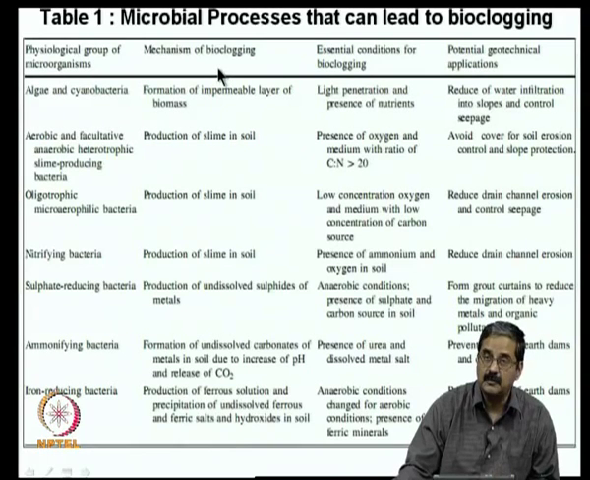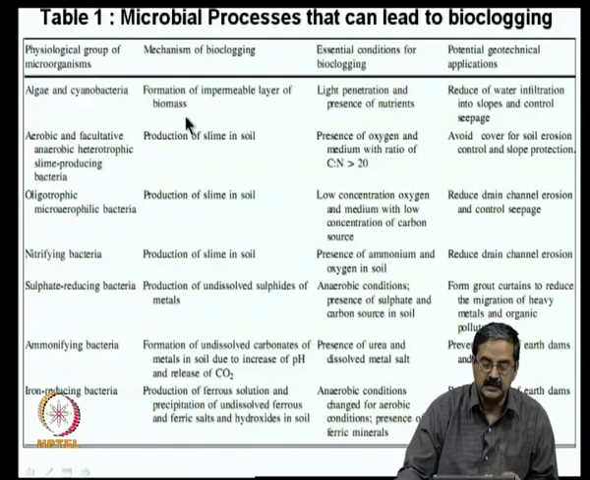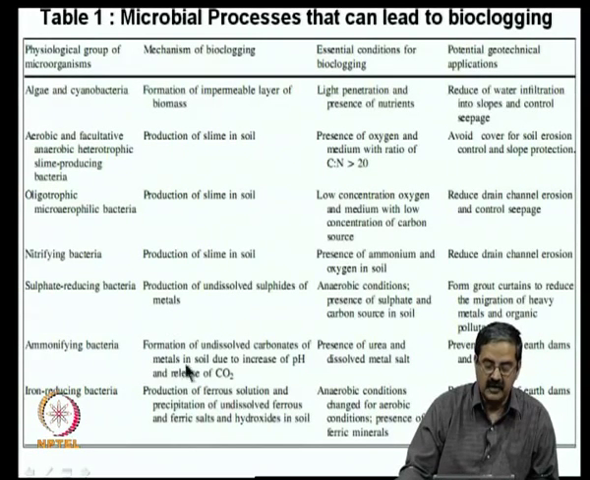can have? The mechanisms of bioclogging can be a few. In some cases it could be formation of an impermeable layer of biomass. Then there is the production of slime in the soil, precipitated matter, production of undissolved sulfates of metals, and formation of undissolved carbonates of metals in soil due to increase of pH and release of carbon dioxide, production of iron or ferrous solution and the precipitation of undissolved ferrous and ferric salts and hydroxides in soil.